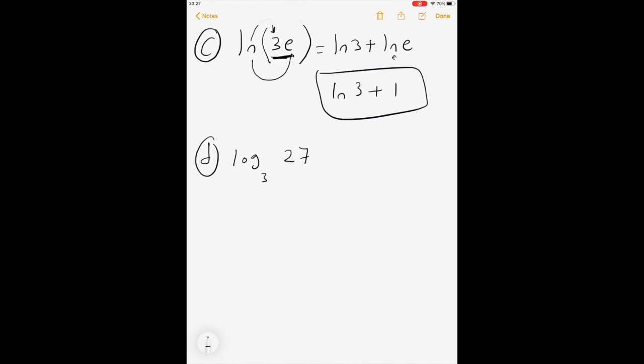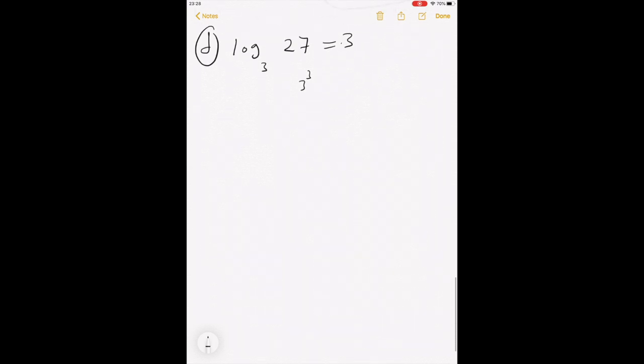Then this is an easy question, because 3 to the power of 3 gives you 27. 3 by 3 by 3 gives you 27. Look at E.